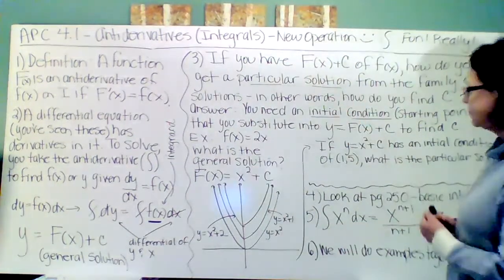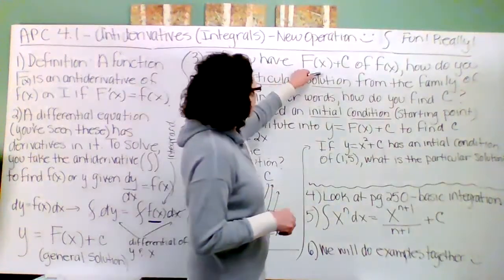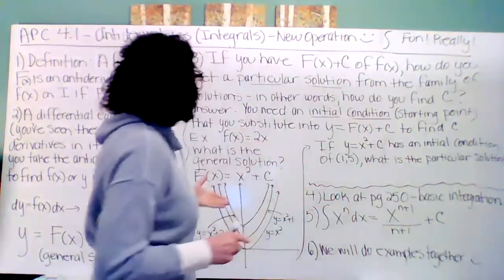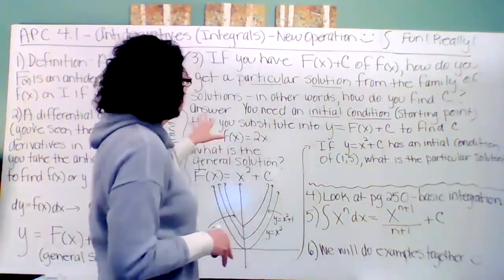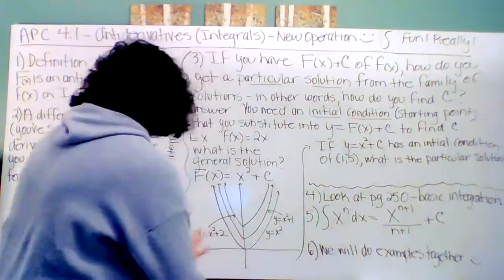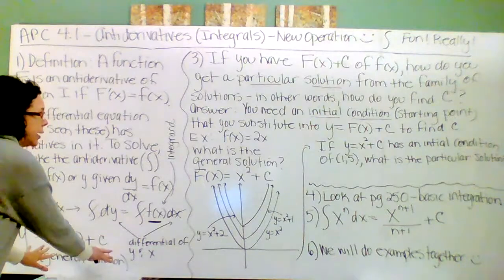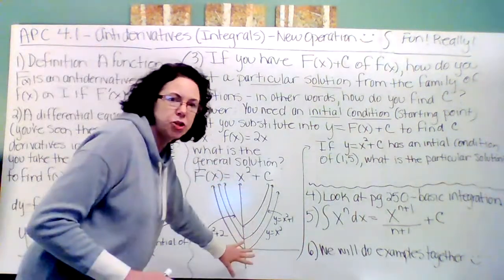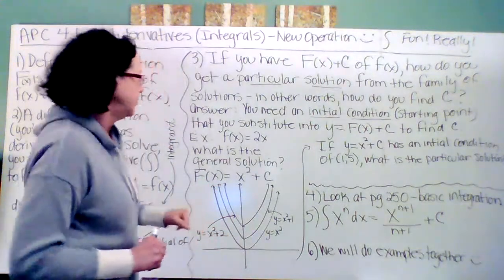Okay. Number 3, if you have an integrated function plus C of an original function, how do you get a particular solution from the family of solutions? In other words, how do you find C? This is called a general solution because C can be anything you want it to be. If you have a family of functions, how do you find the one particular function that you're referring to?